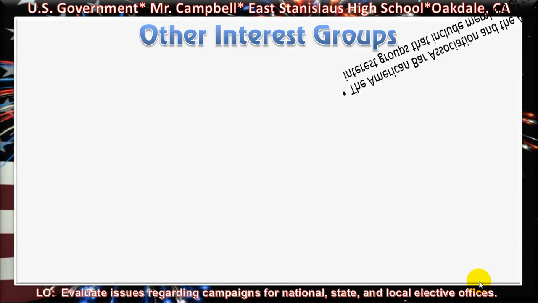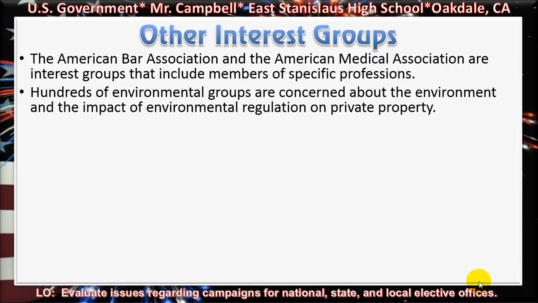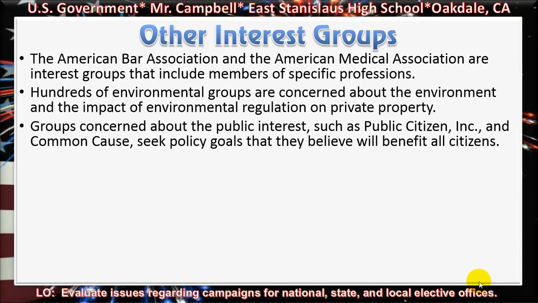Other interest groups. The American Bar Association and the American Medical Association are interest groups that include members of specific professions. Hundreds of environmental groups are concerned about the environment and the impact of environmental regulation on private property. Groups concerned about the public interest, such as Public Citizens Incorporated and Common Cause, seek policy goals that they believe will benefit all citizens.